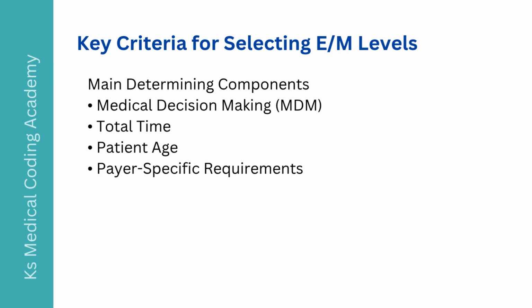After identifying the correct E/M category, the next step is determining the level of service. Different E/M categories use different criteria for code selection. Common determining components include medical decision-making, total time, patient age for preventive services, and other category-specific requirements. Understanding these factors helps ensure accurate E/M code selection.